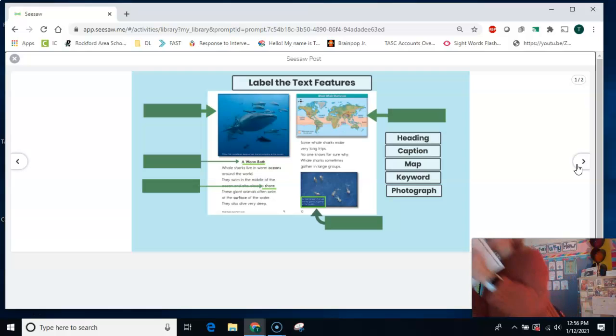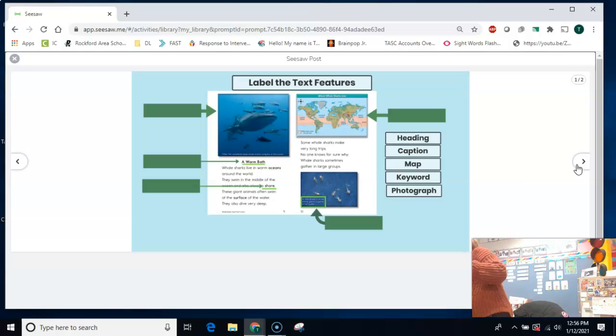Oops, I lost my light. Okay, they're back. We have the little mini dictionary, the words with their definitions, and you answer the questions. One says, what is a sanctuary? So you're going to go up and find the word sanctuary and write the definition.